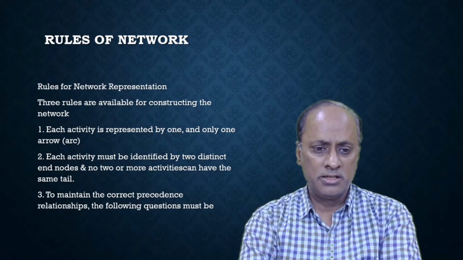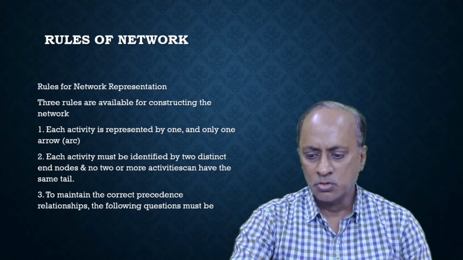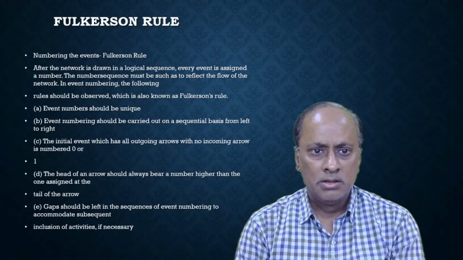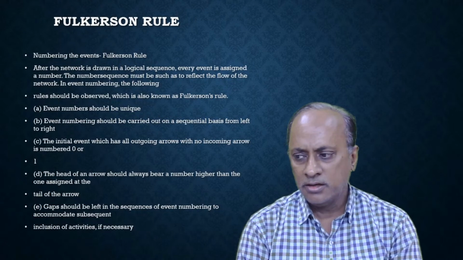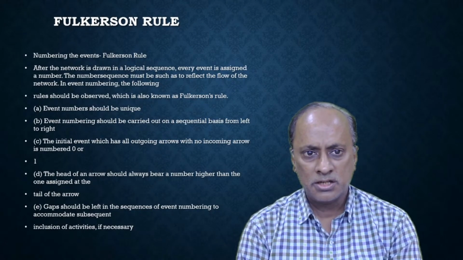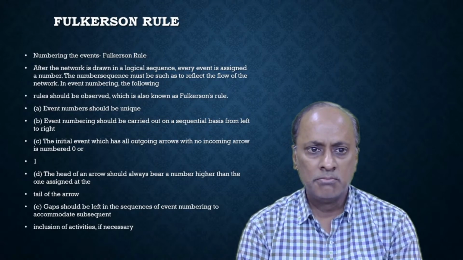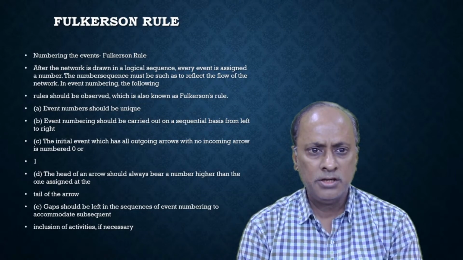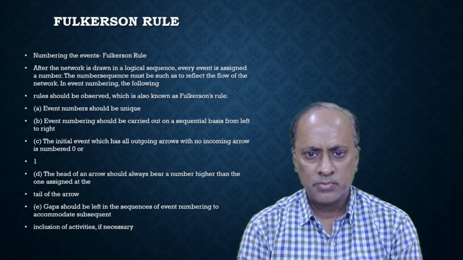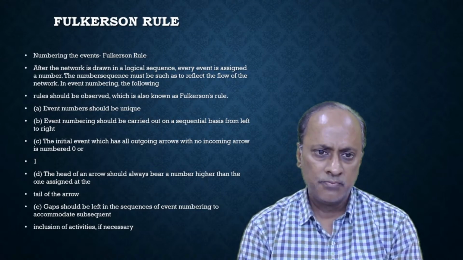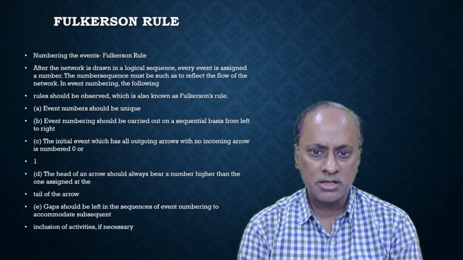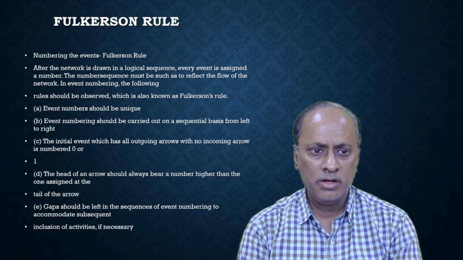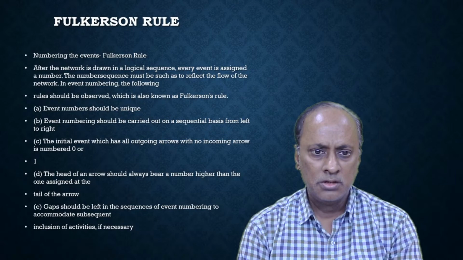To maintain the correct precedence relationship, we have certain questions. Now, there is an important technique called the Fulkerson rule. How to number the events: Fulkerson rule. After the network diagram is done in a logical sequence, every event is assigned a number. The number sequence must be such as to reflect the flow of the network. In event numbering, the following rules should be observed, which is also known as Fulkerson's rule.